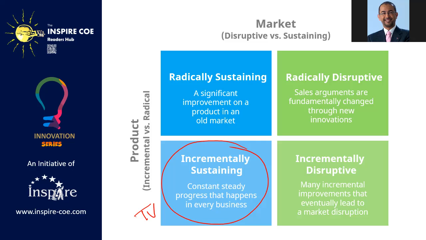When we look at radically sustaining, that's a significant improvement on a product, but in an old market. And this is exactly when, for example, the iPhone was introduced. So the iPhone came over here, radically sustaining. It is a phone at the end of the day. So it did not change the way that telecommunication was there, but it only made a radical sustaining change to the phone. So it is in the same market, which is the smartphone market, but it made a radical change because it was a significant improvement.